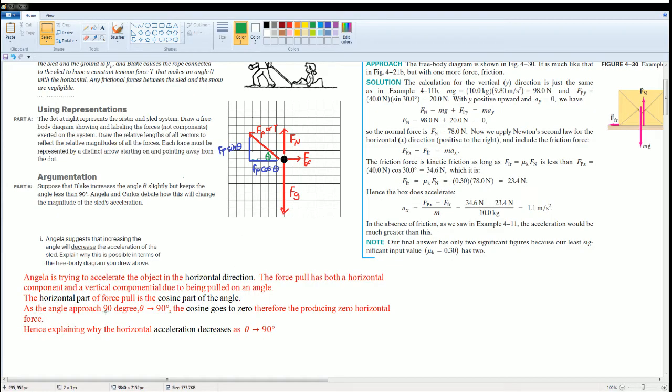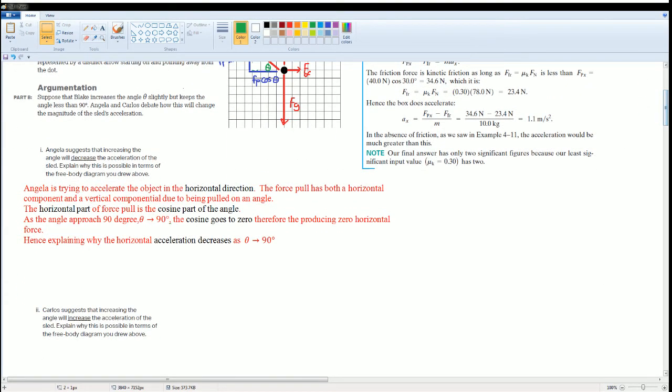As the angle theta approaches 90 degrees, the cosine will go to 0, and therefore produce 0 horizontal force, because this goes to 0. Hence, the acceleration will decrease as theta approaches 90 degrees.